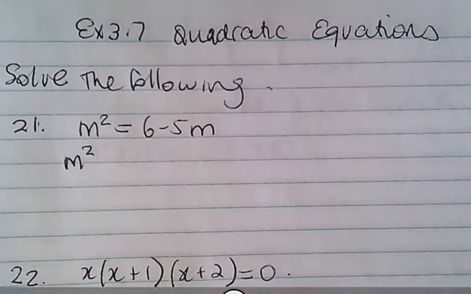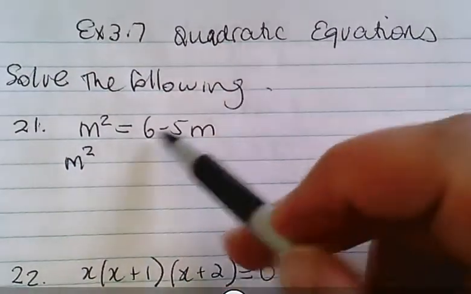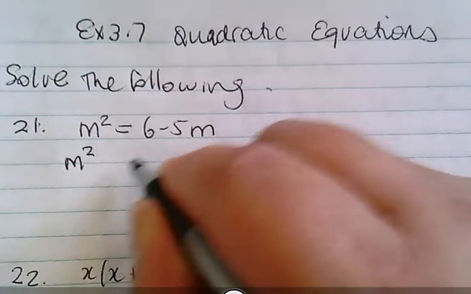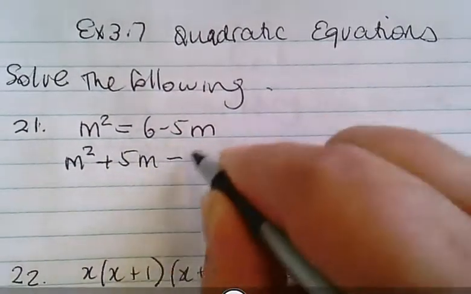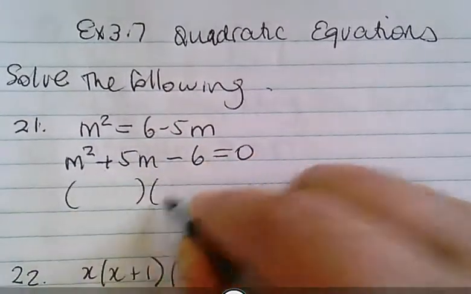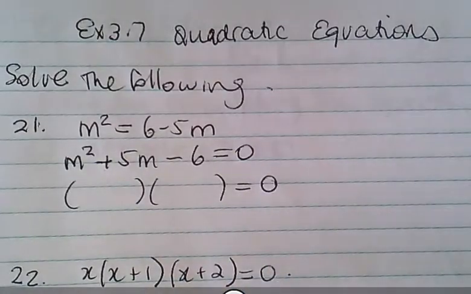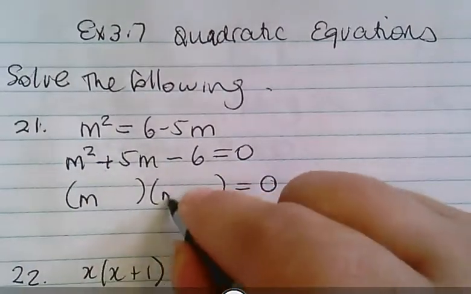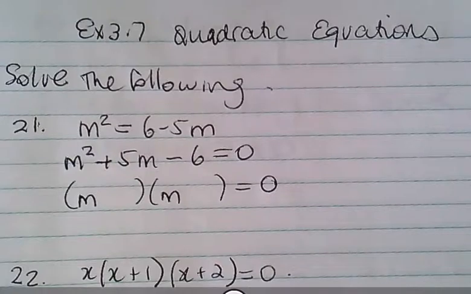m squared. So quadratic equations have their highest power in x squared. That's a quadratic equation. Actually, this one down here is not quadratic. All right. So m squared, what do we do to solve this? What do we do first? Plus 5m minus 6 equals 0. Then we factorize and we get factors of 6, negative 6 that add up to 5.